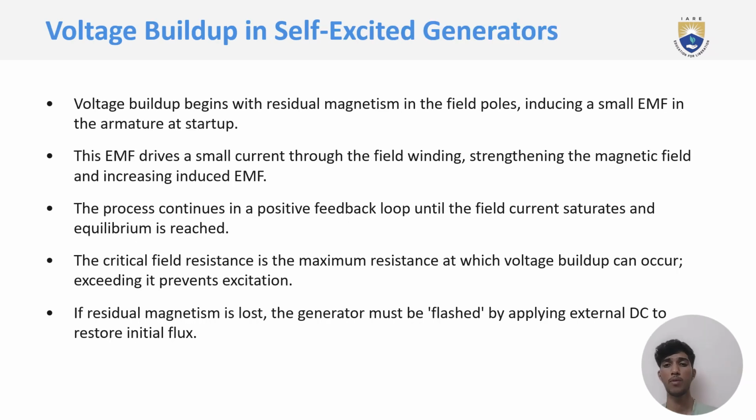Voltage buildup. Voltage buildup in a self-excited generator starts because of residual magnetism in the field poles. This small magnetic field produces a small EMF when the armature begins rotating. This EMF produces field current which strengthens the magnetic field. As the magnetic field increases, the generated EMF also increases. This process continues until the generator reaches its rated operating voltage.